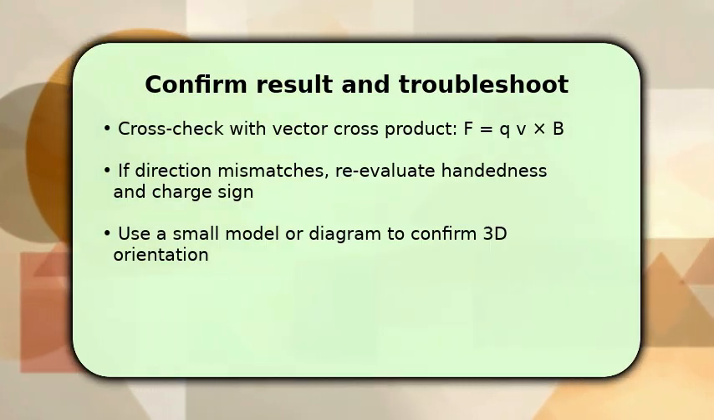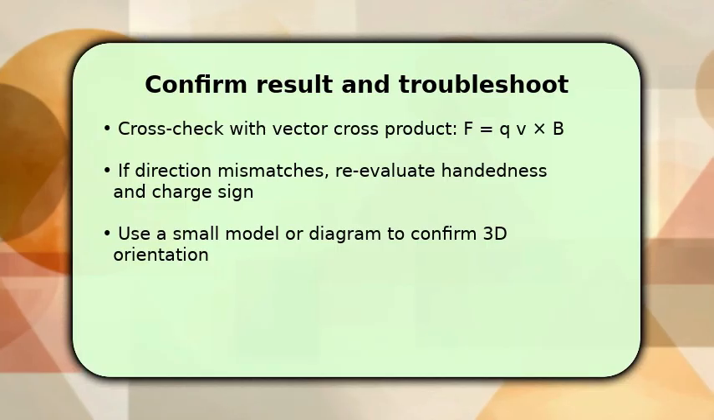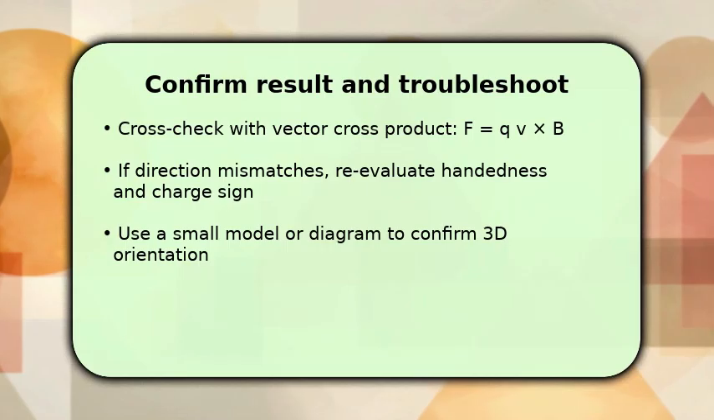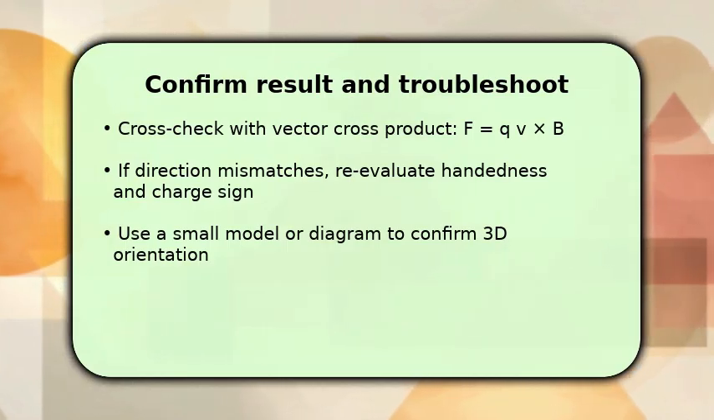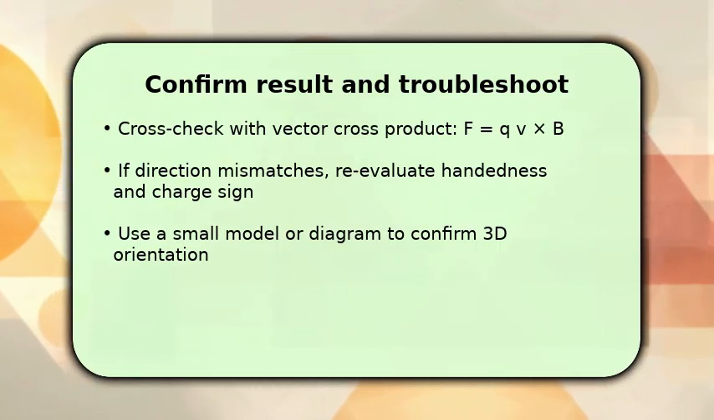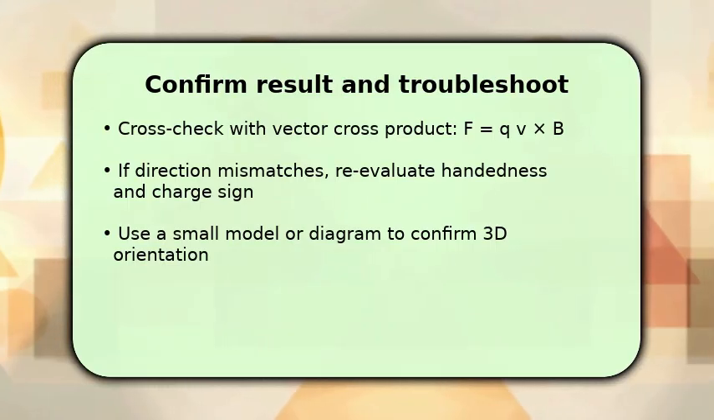If the direction seems wrong, first check whether you use the right hand versus left hand orientation and whether the charge sign should invert the force. Make sure your hand wasn't mirrored by reflection. As a troubleshooting tip, always draw a quick 3D diagram or use a model. This catches common orientation mistakes.